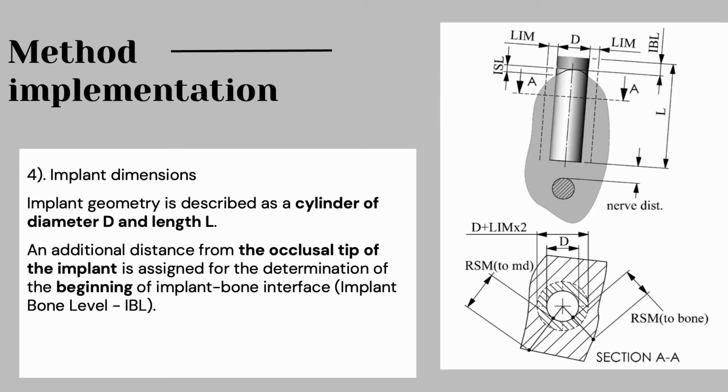Implant geometry is described as a cylinder of diameter D and length L. An additional distance from the occlusal tip of the implant is assigned for the determination of the beginning of the implant bone interface, or we can say implant bone level, IBL. The exact positioning of the implant is presented in the next slide.